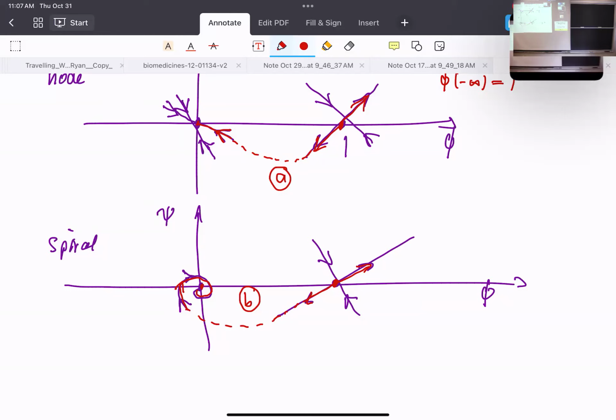Because of negative. So phi again describes the wave profile, so it describes the, let's say, cancer cell distribution. And here phi is negative. So even if this connection exists, it is not a solution to our problem because we cannot have negative solutions. So B is excluded.